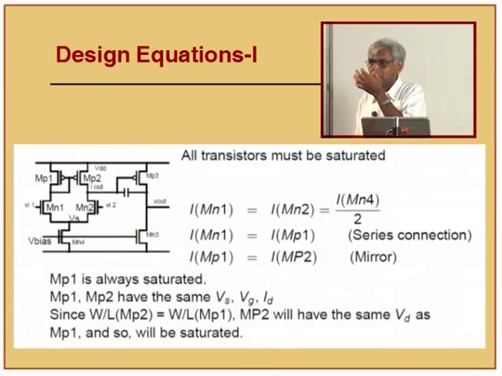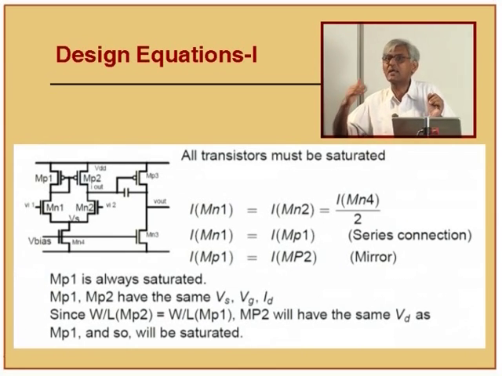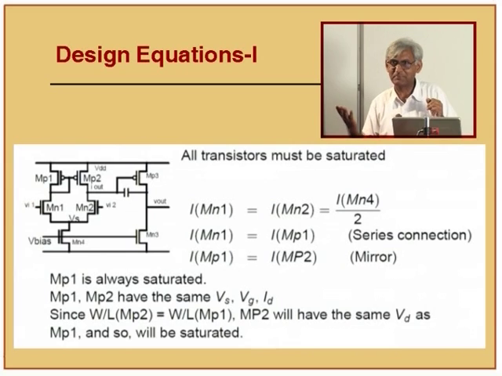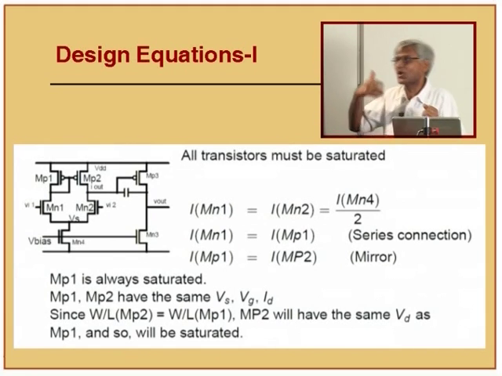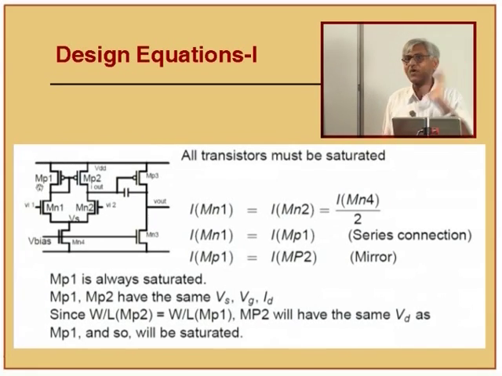Okay? What is the saturation condition? That the drain voltage is larger than VG minus VT. Right? But because it is equal to VG, it is always larger than VG minus VT. Right? The drain voltage is the same as VG. Therefore, the drain voltage is always larger than VG minus VT. Therefore, this transistor is always saturated. Okay, so this is the ideal. We want all transistors saturated, so we want every transistor to emulate this.